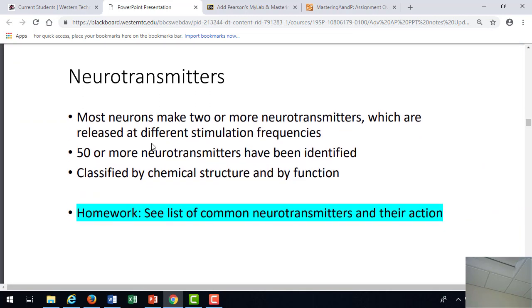So we'll pick up next time looking at different neurotransmitters.